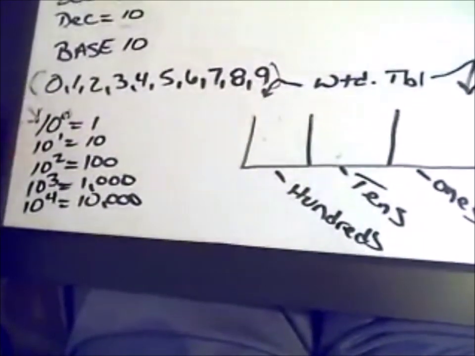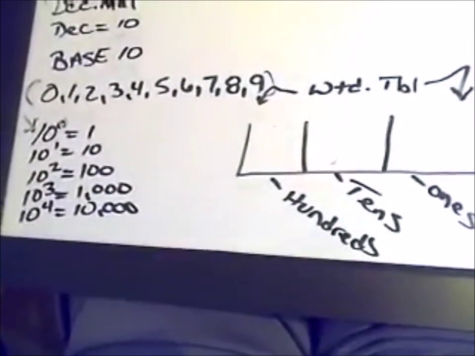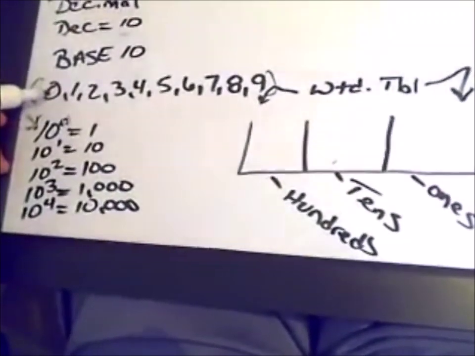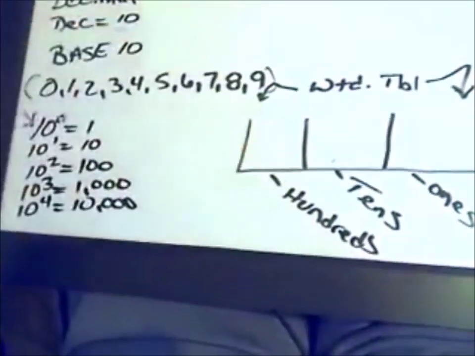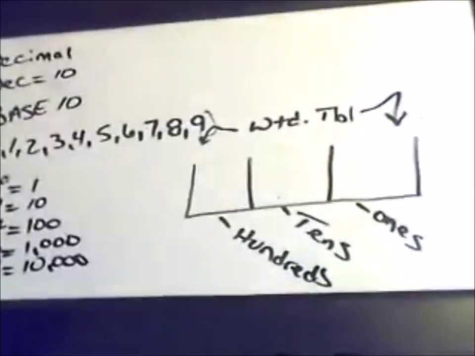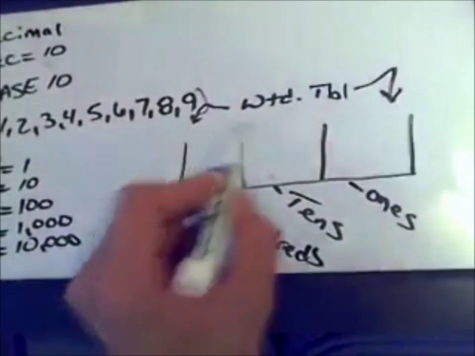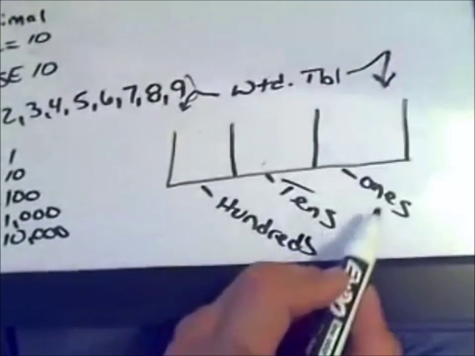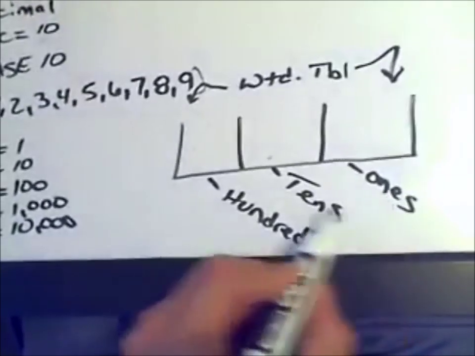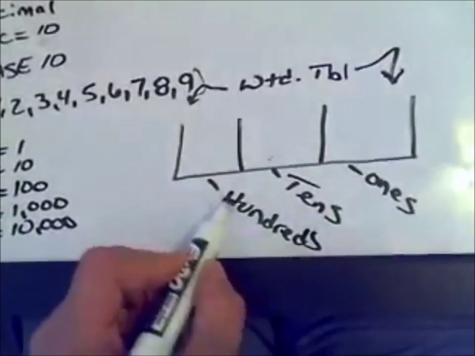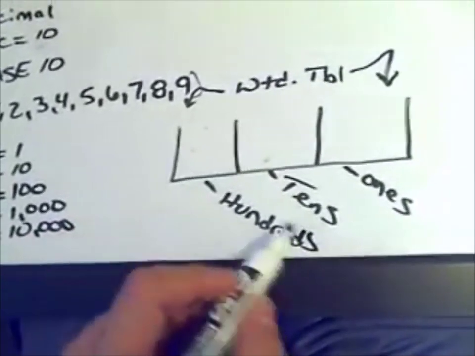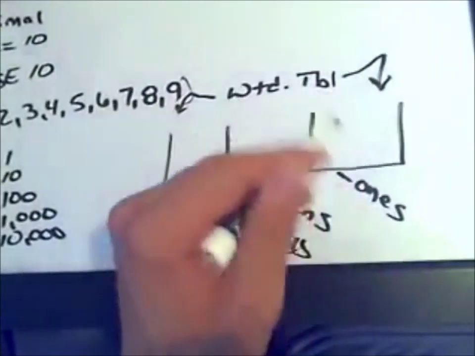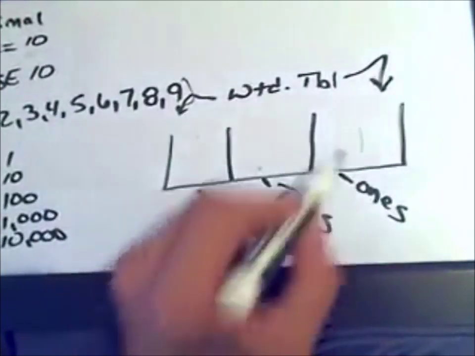All the numbers in which you want to count in the base 10 or decimal numbering system are represented with the numbers 0 through 9. There's 10 numbers in total. And how that works in a weighted table, which is where the 10 to the 0, etc., comes from, is 10 to the 0 gives you your ones position, 10 to the 1 gives you your tens and hundreds, thousands, and ten thousands. So if we were to put a 1 in the ones position, we have 1 one.